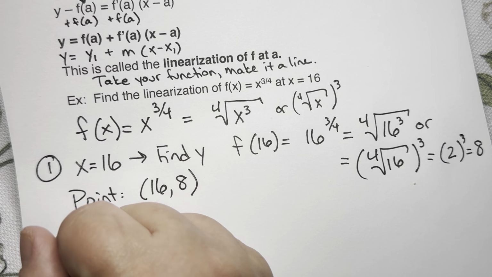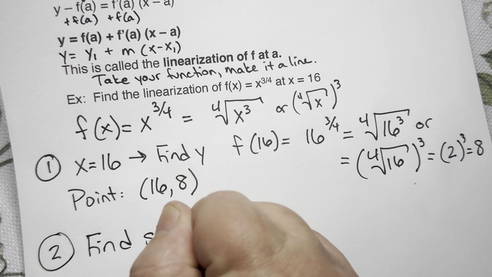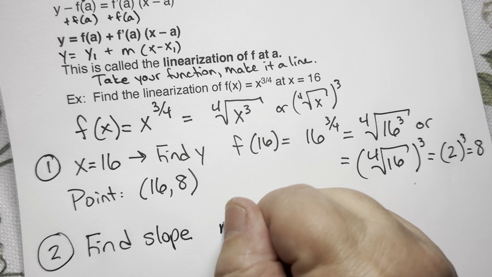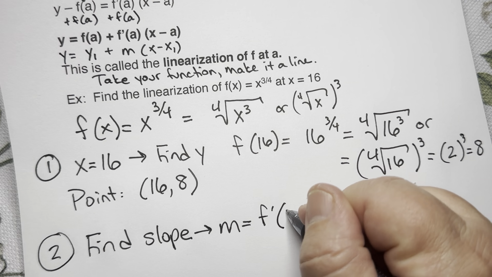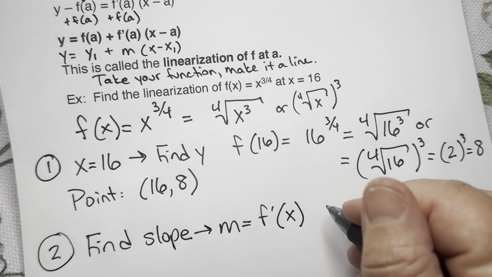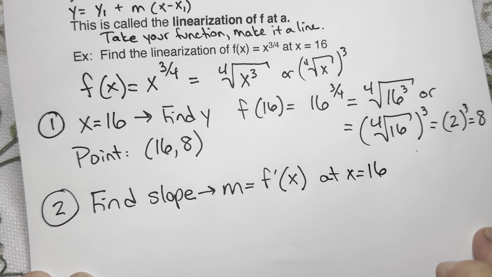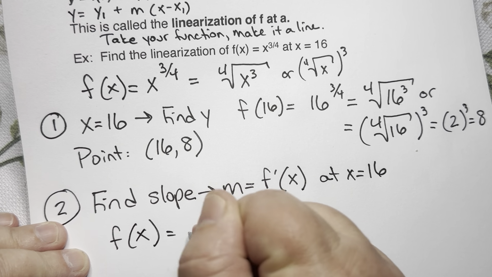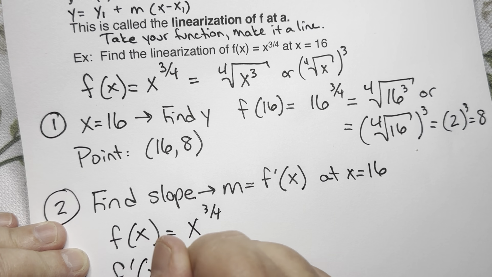The second part, we want to find the slope, right? Because to find a line, either we need 2 points or we need a point and a slope. And we know that the slope is going to be the derivative at that x, so at x equals 16. So let's go ahead and look at the equation. F of x is x to the 3/4. So the derivative of f at x.